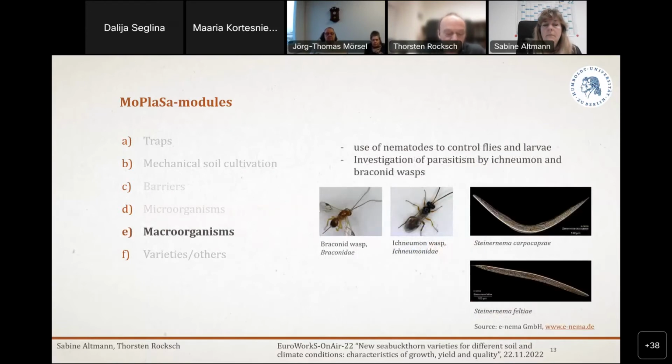And then the macroorganisms module. The effect of insect pathogenic nematodes was originally investigated, but during the project it was possible to find 2 antagonists that are parasitic on the larvae. They are the braconid and ichneumon wasp.